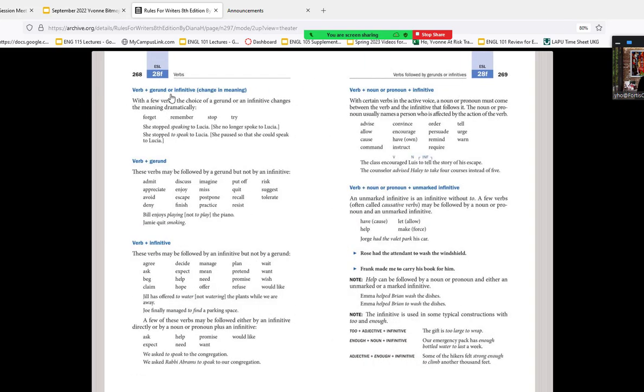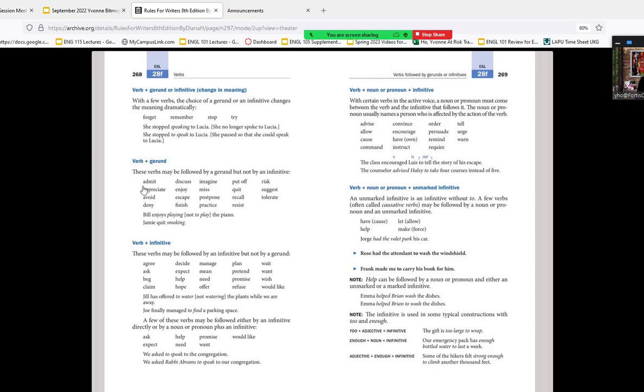Verb plus gerund or infinitive with a change in meaning. With a few verbs, the choice of a gerund or an infinitive changes the meaning dramatically: forget, remember, stop, try. She stopped speaking to Lucia. She no longer spoke to Lucia. She stopped to speak to Lucia. She paused so that she could speak to Lucia.